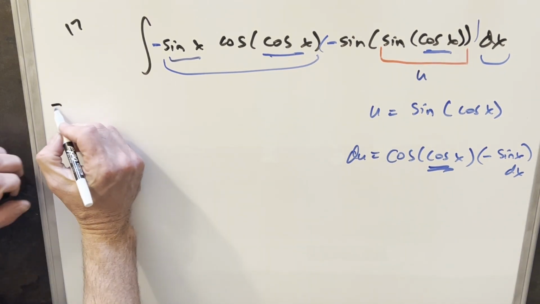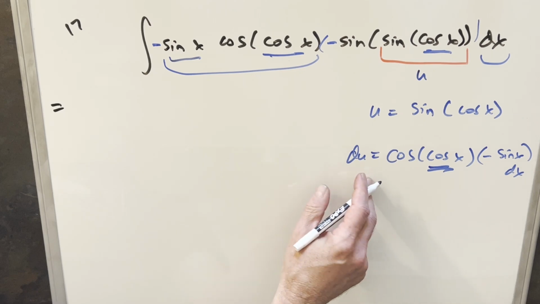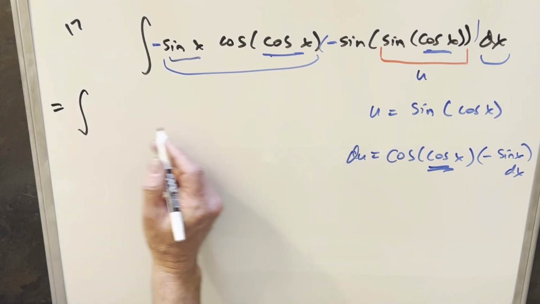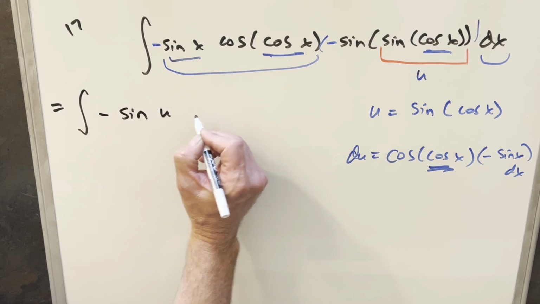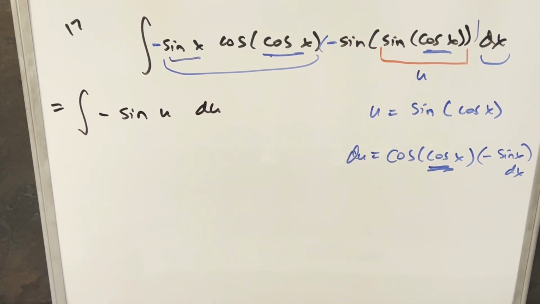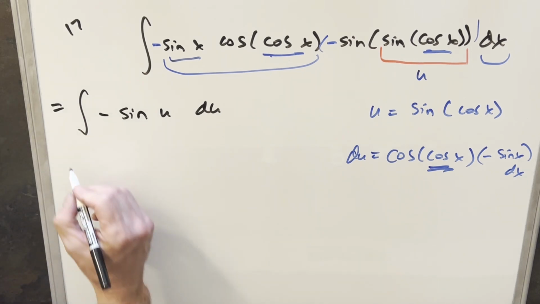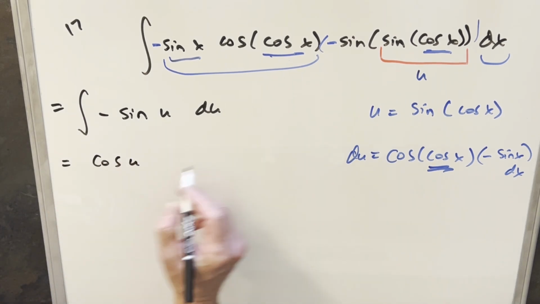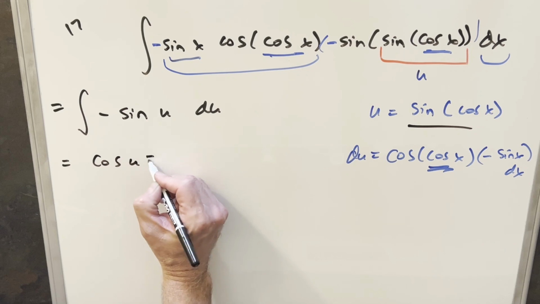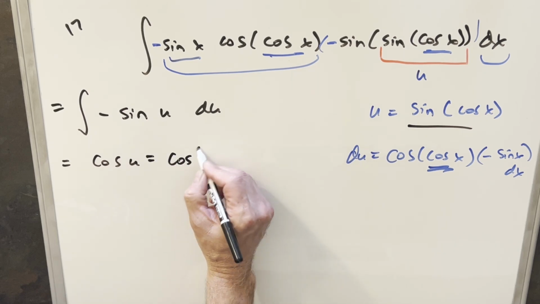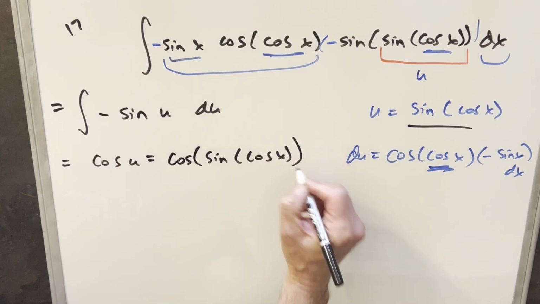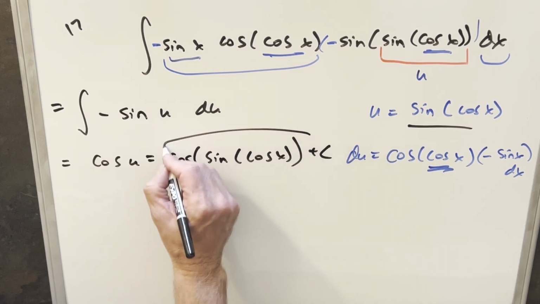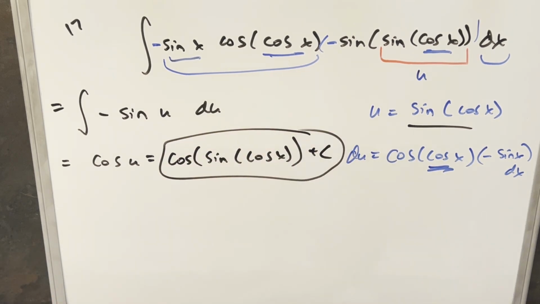And so we'll just go ahead with this. We've got a whole bunch of stuff that's going to be du. Because this is our u, the whole integral is just going to reduce down to minus sine u du. The integral of minus sine u is just going to be cosine u. Back substitute to finish it, and we end up with cosine of sine of cosine x, plus c, and there you have it, 17.